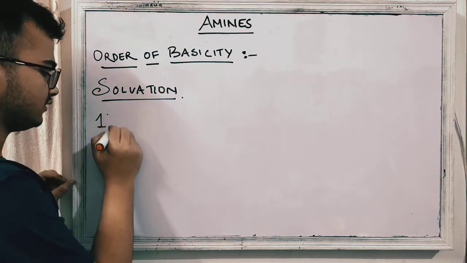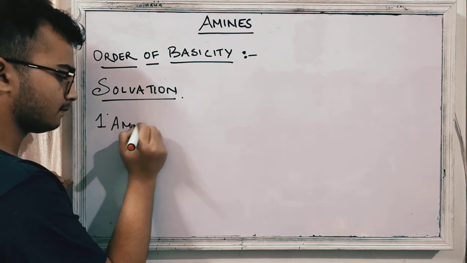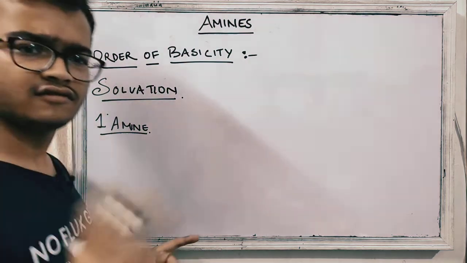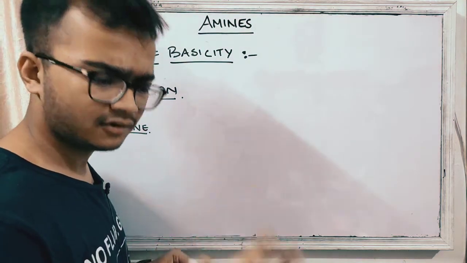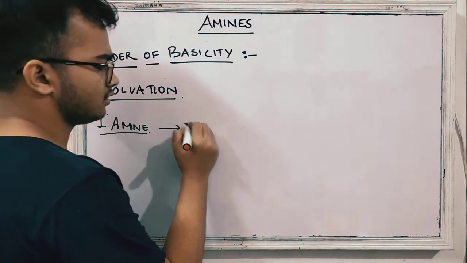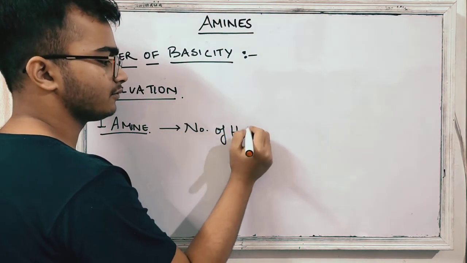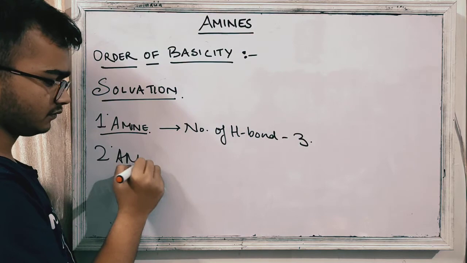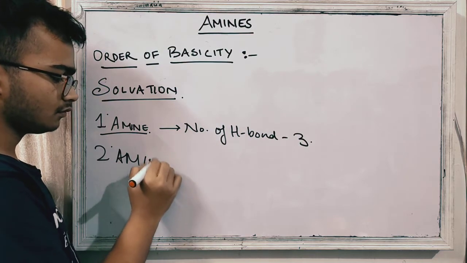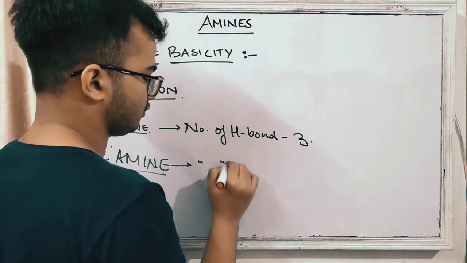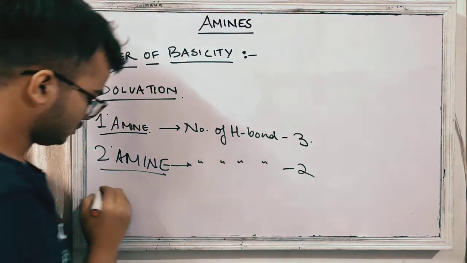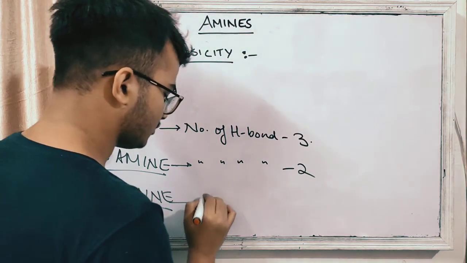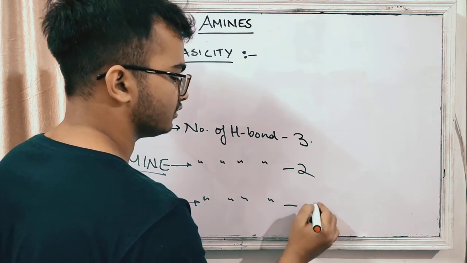So, what happens for solvation when you take 1 degree amine? If you see the structure of 1 degree amine, how many H are present there? There are 3 H present, so the ability to form 3 hydrogen bonds, obviously. So, for 1 degree amine, the number of H bonds is 3. For 2 degree amine, the number of hydrogen bonds is 2, and for 3 degree amine, the number of hydrogen bonds is 1.